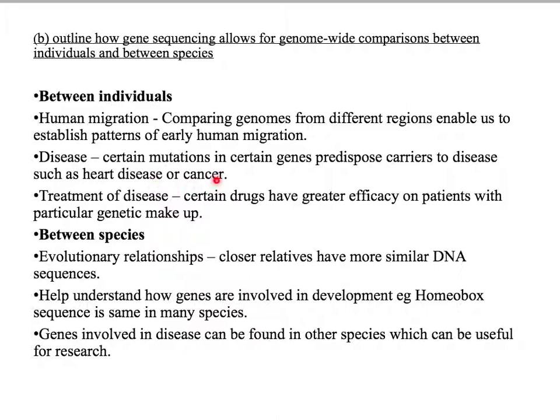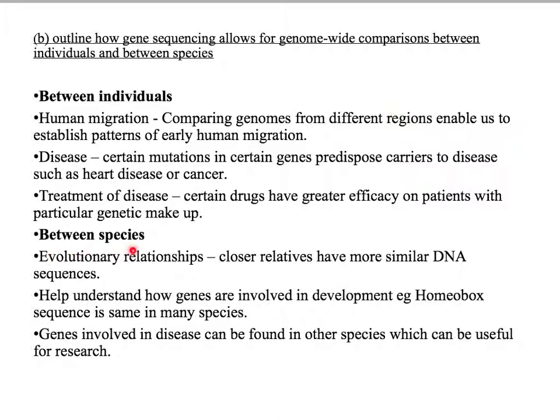Similarly with cancers, if we knew you were predisposed to a particular type of cancer, we could scan you more often and be able to pick up the cancer, if it ever came about, more quickly, and provide the appropriate treatment. And certainly with treatments of diseases, it's clear that certain drugs are more efficacious with people that have particular genetic makeups than others, and therefore we could target the right drugs for the right patients to make more effective use of NHS resources and so on. So those are the human genome reasons why this is quite interesting.